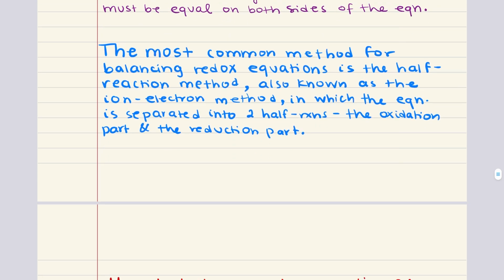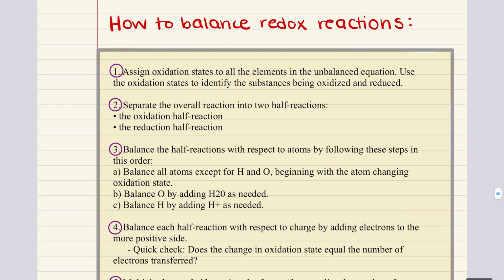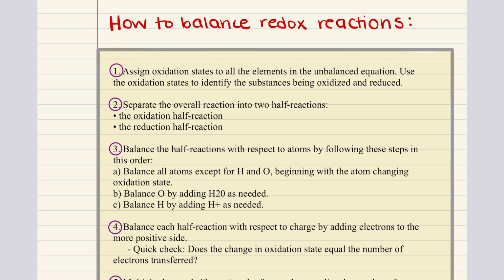So let's go ahead and go over the step-by-step breakdown of the process before we tackle a couple of practice problems. First, we're going to assign oxidation numbers. We want to identify the oxidation states of all of the elements in the unbalanced equation, and then determine which species are oxidized and which species are reduced. Once we know that, we can move into the second step, where we want to write separate half reactions. We're going to have an oxidation half reaction and a reduction half reaction.